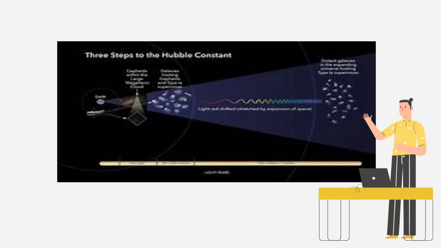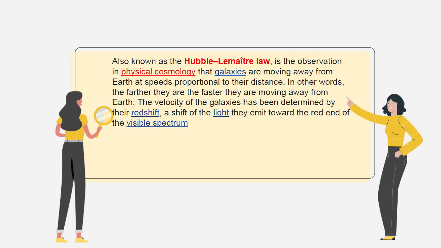The Hubble constant, also known as the Hubble-Lemaître law, is the observation in physical cosmology that galaxies are moving away from the Earth at a speed proportional to their distance. In other words, the farther they are, the faster they are moving away from the Earth. The velocity of a galaxy is determined by the redshift, a shift of the light they emit towards the red end of the visible light.